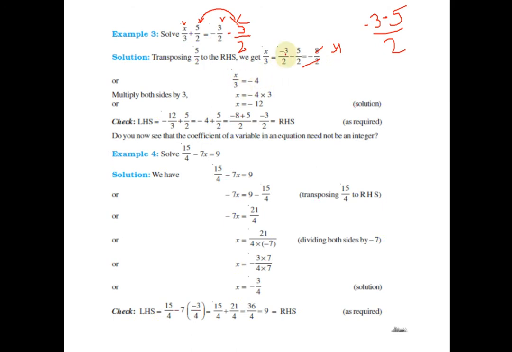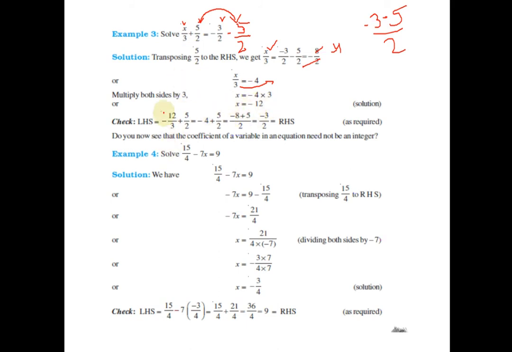So x upon 3 in the left hand side, and in the right hand side you are having minus 4. So this 3 will go into the right hand side. So x is equal to minus 4 into 3, because it is in division in the left hand side. When you send it to the right hand side, it will become multiplication. So x is equal to minus 12 you will be getting.